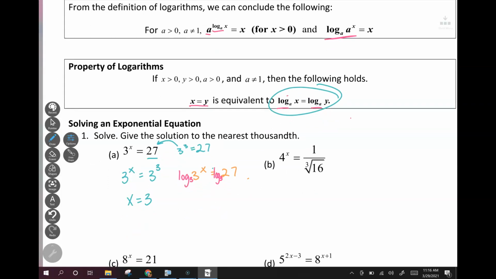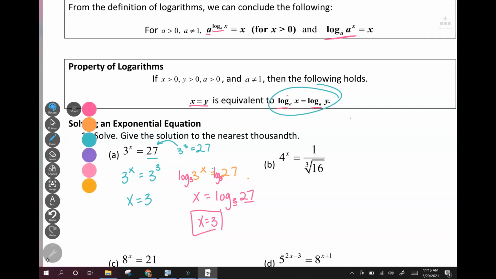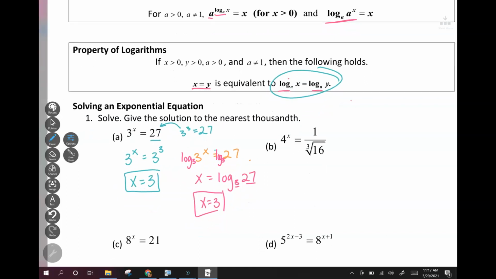All right, so taking the log base 3 of both sides leaves me with x equals log base 3 of 27. Well, you should know what log base 3 of 27 is, because that's saying 3 to what power equals 27, and that would be 3. So either way, you get 3. Either changing the bases to match or taking the log base 3 of both sides to get that x out of the exponent. All right, let's look at B.